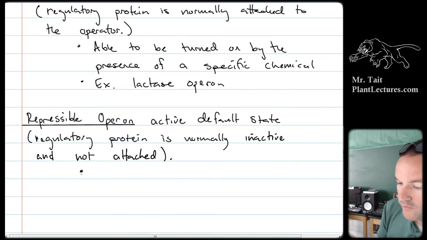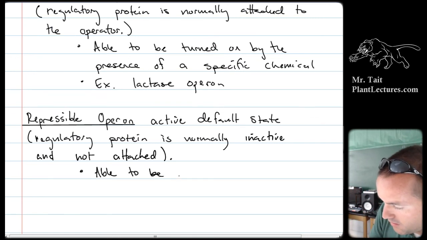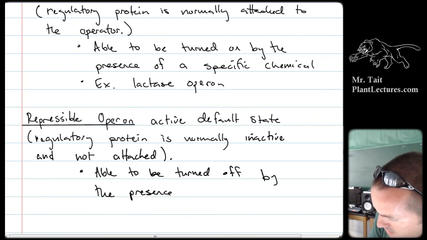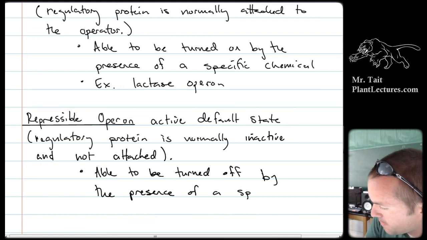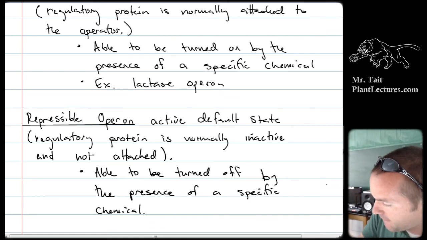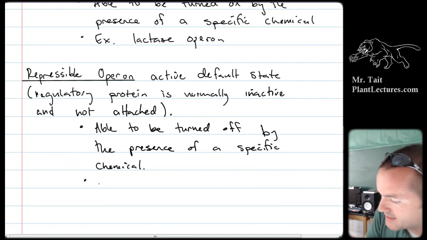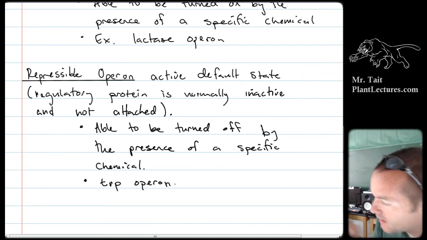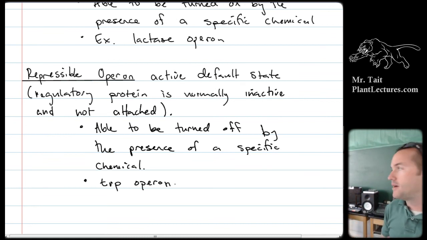Okay? So if it's repressible, that means it's able to be turned off by the presence of a specific chemical. Okay, and a good example of this is something that's called the Trp Operon. And the way that works, Trp is the abbreviation for the amino acid tryptophan.